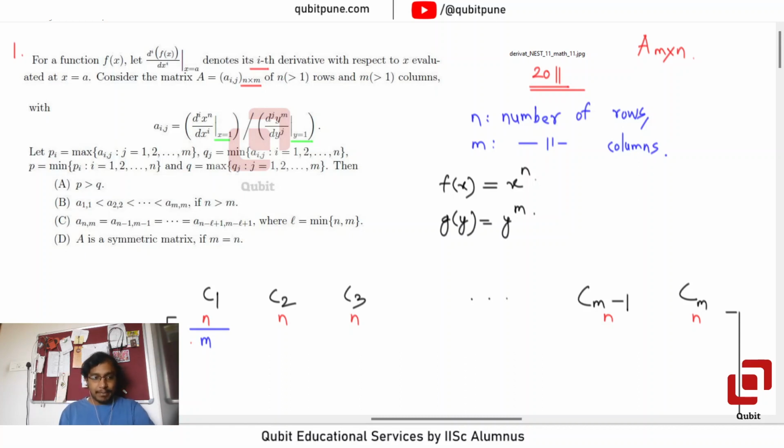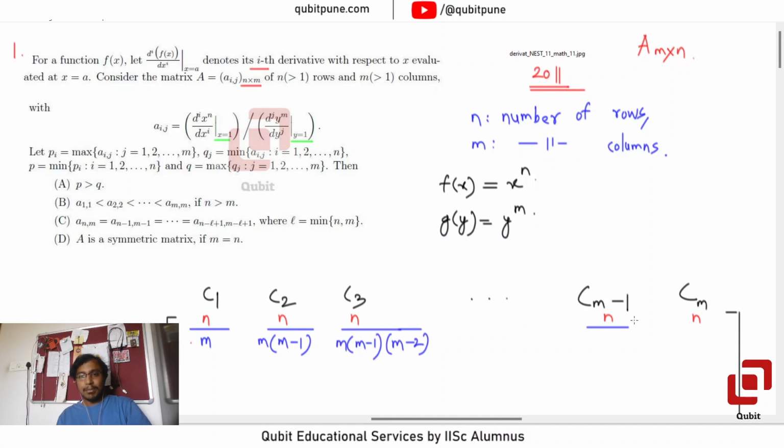Okay, so if you get that pattern, then in the first row second column what would it be? It would be m into m minus 1. In the third column it would be the third derivative. So the first derivative is m into y raised to m minus 1, the second derivative is m into m minus 1 into y raised to m minus 2. So the third derivative will be m into m minus 1, m minus 2, and what will be the derivative here?